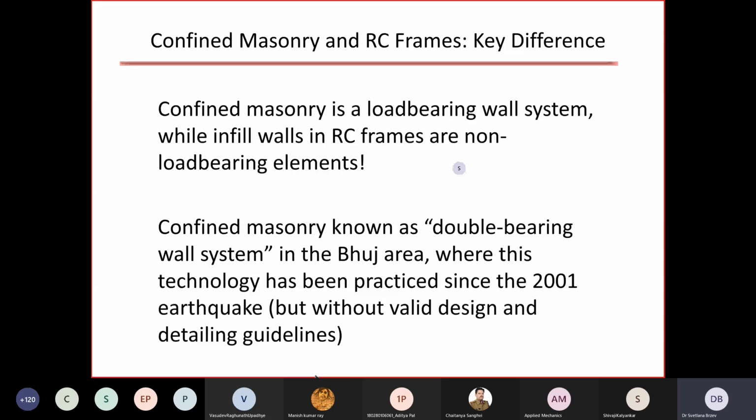And confined masonry, I have not seen, but according to information I have, is known as a double bearing wall system in some areas of India, for example, Bhuj area, where it was constructed after the 2001 Bhuj earthquake. But this practice is mostly performed in rural areas and without any given guidelines or specific provisions for layout and detailing of these structures. But in terms of sequence of construction, it falls into a category of confined masonry.